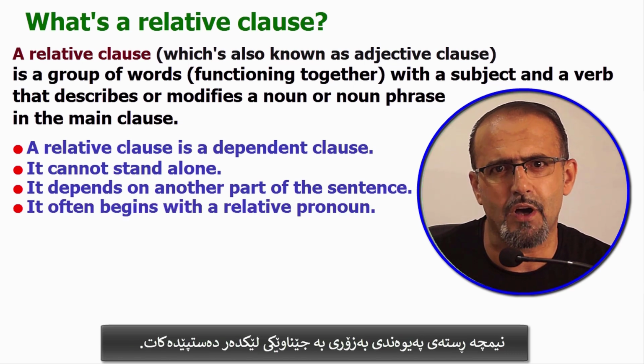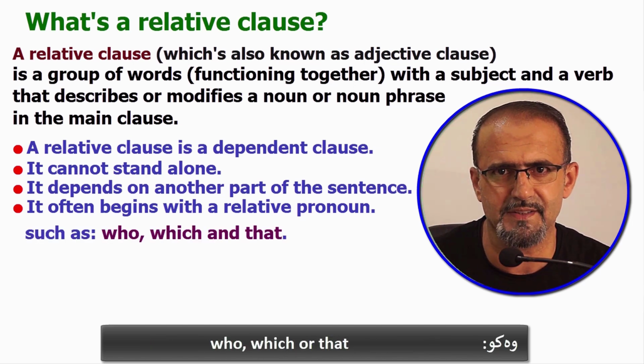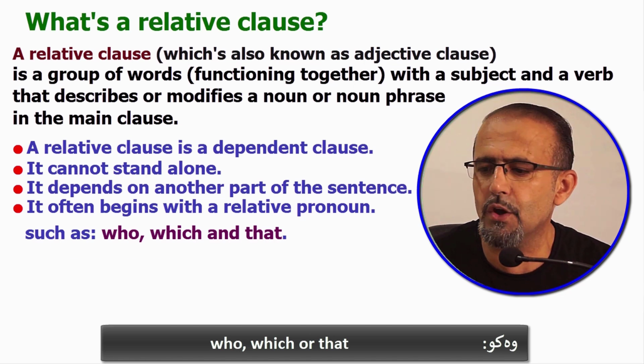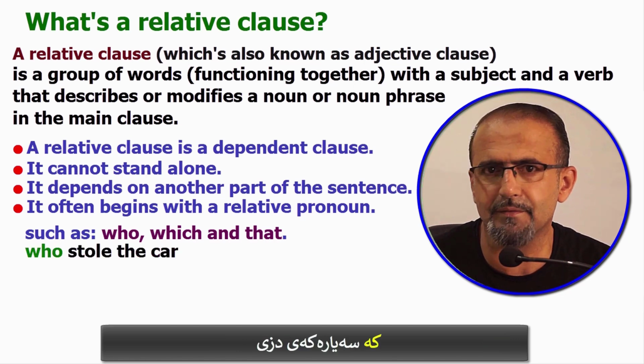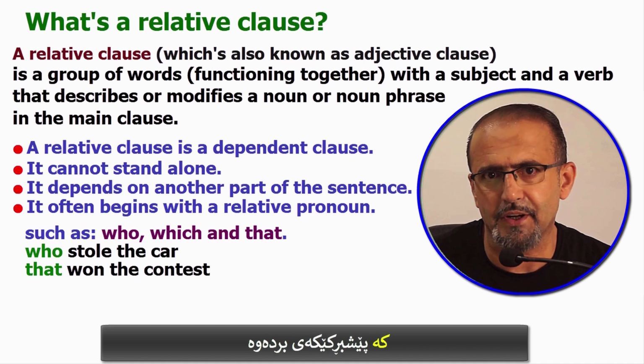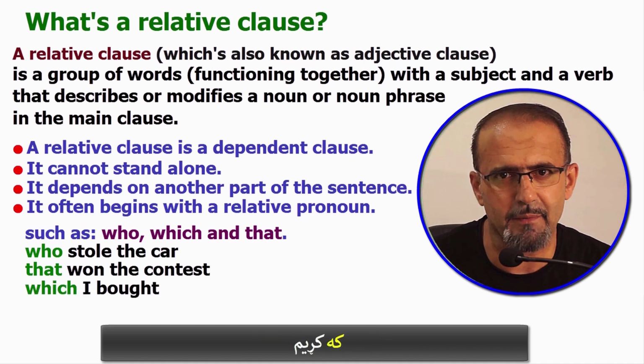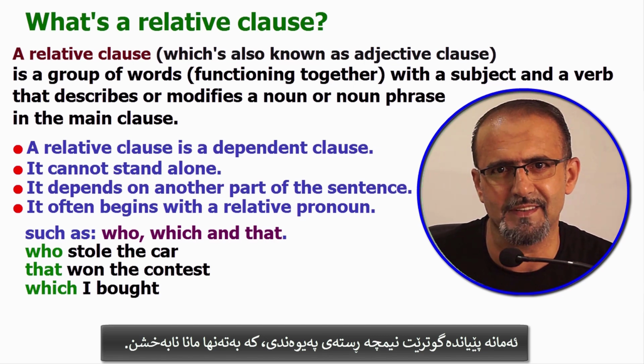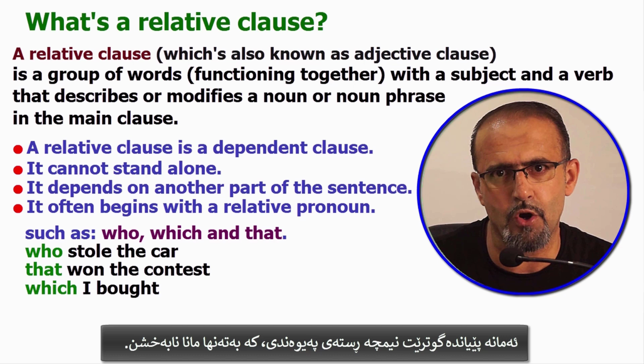A relative clause often begins with a relative pronoun, such as who, which, or that. For example, who stole the car? That won the contest, which I bought. These are called relative clauses. They don't make sense on their own.